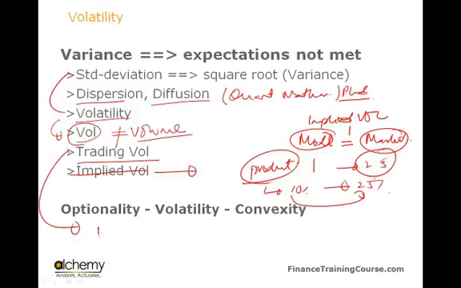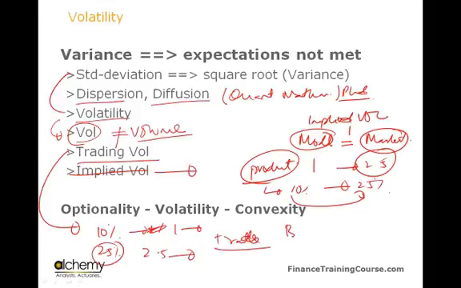Now, if you look at trading vol, what is trading vol? If volatility right now is at 10% and that gives you a price of 1, and the implied volatility is, let's say, 25%, and that gives you a price of 2.5, the question is, at what level of volatility are you willing to do a trade? Buy or sell?